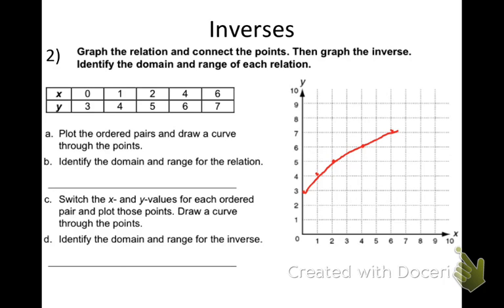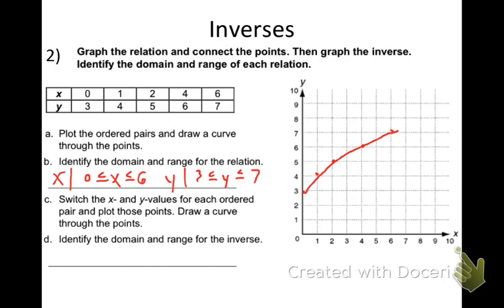What's the domain of the original relation here? What's the domain of the original relation, Andy? 0 is less than or equal to x, which is less than or equal to 6. And what about my range then? 3 is less than or equal to y, and 7. There you go. So 3 is less than or equal to y, which is less than or equal to 7.